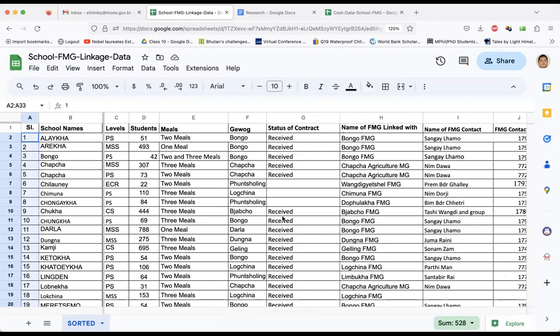But we have the data and the contact number of schools and the farmer marketing groups who are supplying where. Who is the main person whom we should talk? This is very important because in future we want to have a consultation with them also.